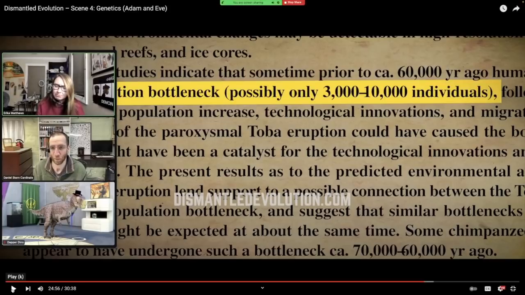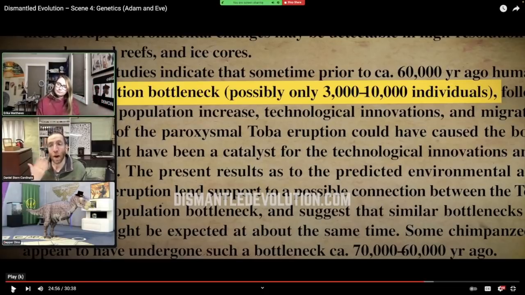Correct me if I'm wrong, Dan, but the proposal of the bottleneck came from the genetics, right? We saw that human diversity was relatively low, and based off of what we know about how things converge in the past, there's probably some kind of bottleneck going on around this time period. And then people were like, oh, wow, what a strange coincidence. Around that time period, we have this big eruption. Maybe the eruption caused it.